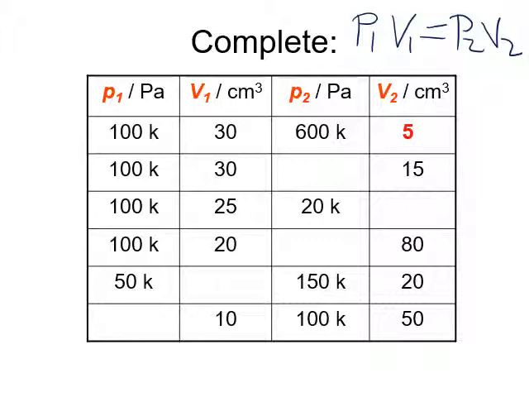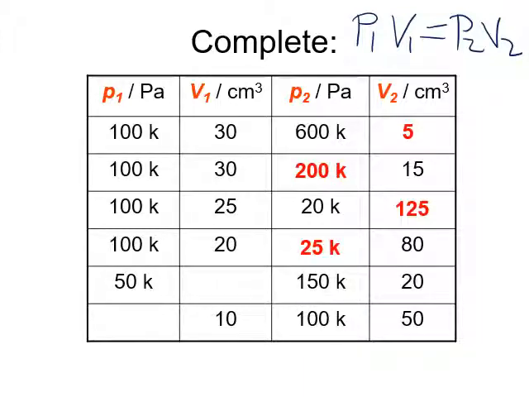Okay, so if the pressure now is 100 kilopascals and 30 centimeters cubed, but this time the volume of the container has increased, then the pressure is reduced to 200 kilopascals. If the volume of the container at the start is 25, and the pressure at the end is now 20 kilopascals, so the pressure has been reduced even further, then the volume must have increased, and indeed it has, to 125 centimeters cubed. If the volume of the container at the start is 20 centimeters cubed, and then it changes to 80 centimeters cubed, so you've increased the volume, then the pressure should go to 25 kilopascals.